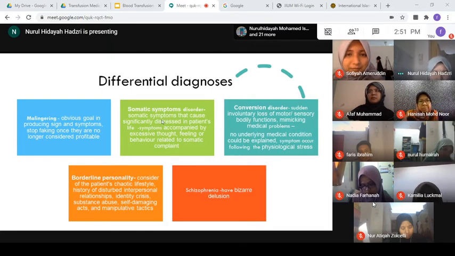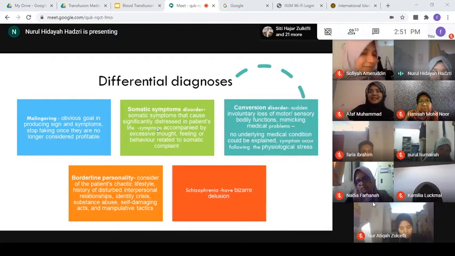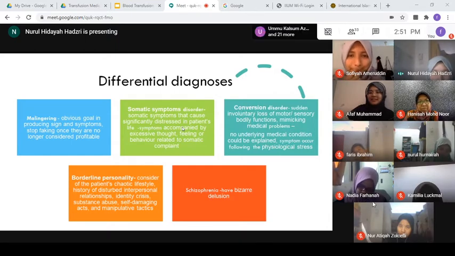Usually the symptoms are accompanied by excessive thoughts, feelings, or behavior related to the somatic complaint. For example, a patient has a headache, and they interpret the headache as a brain tumor. So the idea of having a brain tumor keeps persisting despite repeated reassurance and negative physical examination.